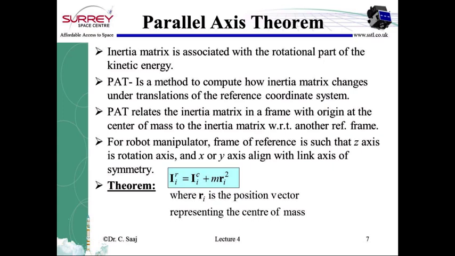Thus, we can use the parallel axis theorem to relate the inertia matrix in a frame with origin at the center of mass to the inertia matrix with respect to any other reference frame. So in the case of a robotic manipulator, the frame of reference is the z-axis, which is the axis of rotation, and the x and y axes are the corresponding orthogonal axes for this reference frame.